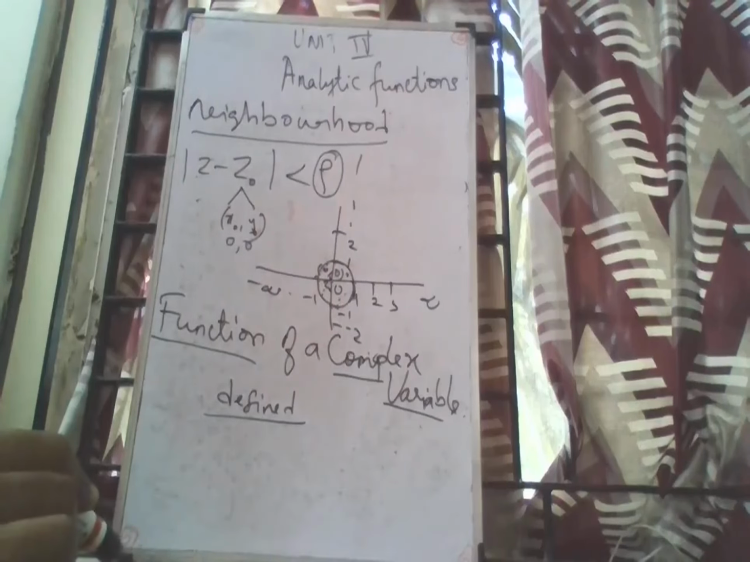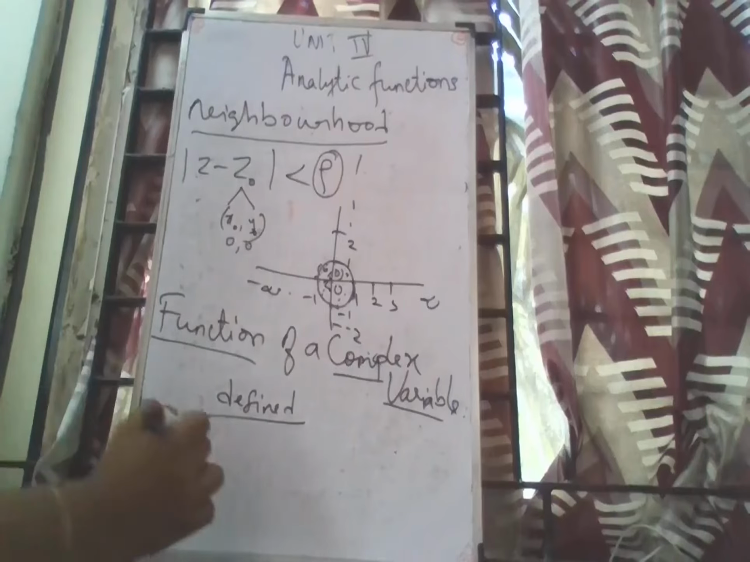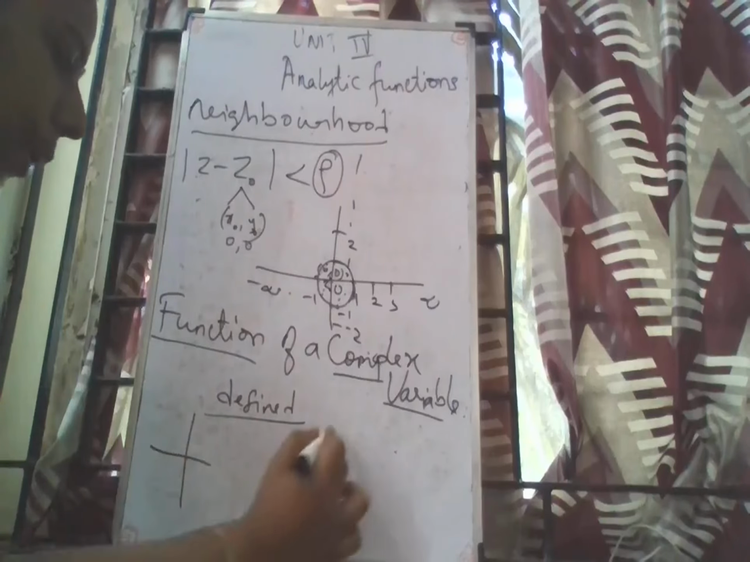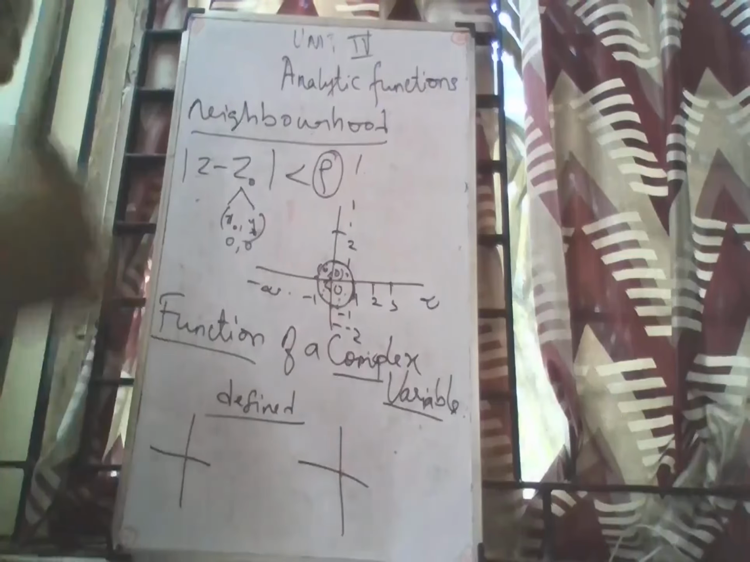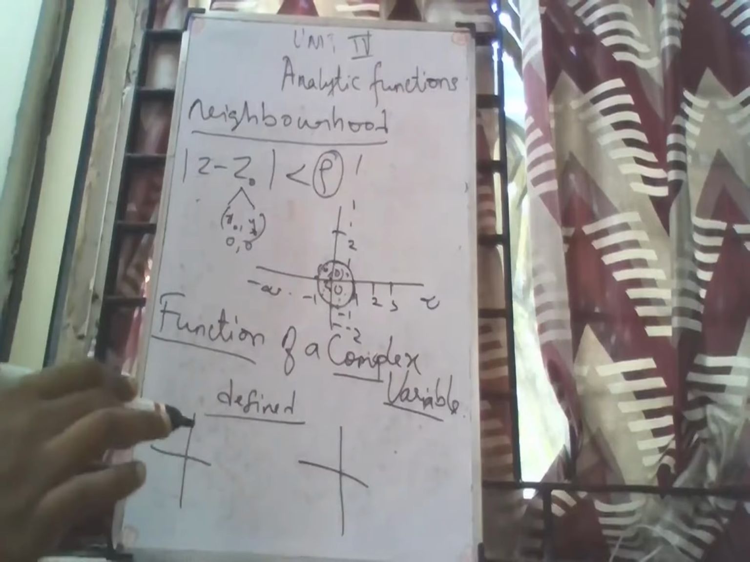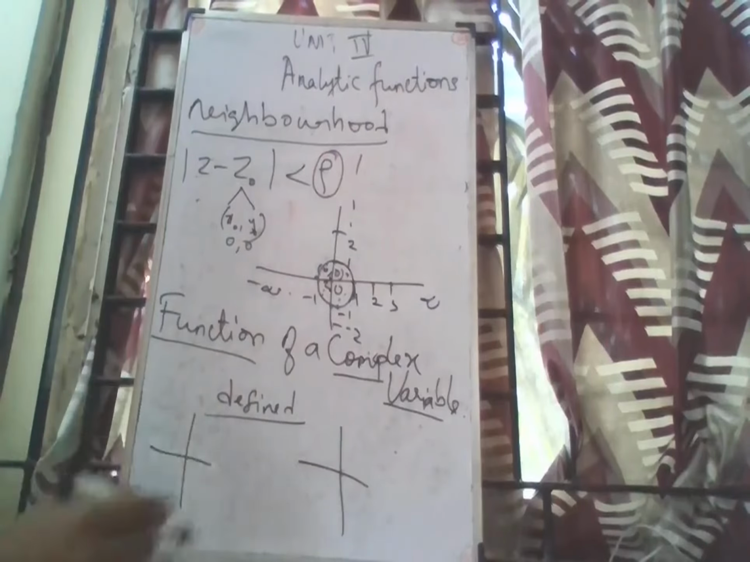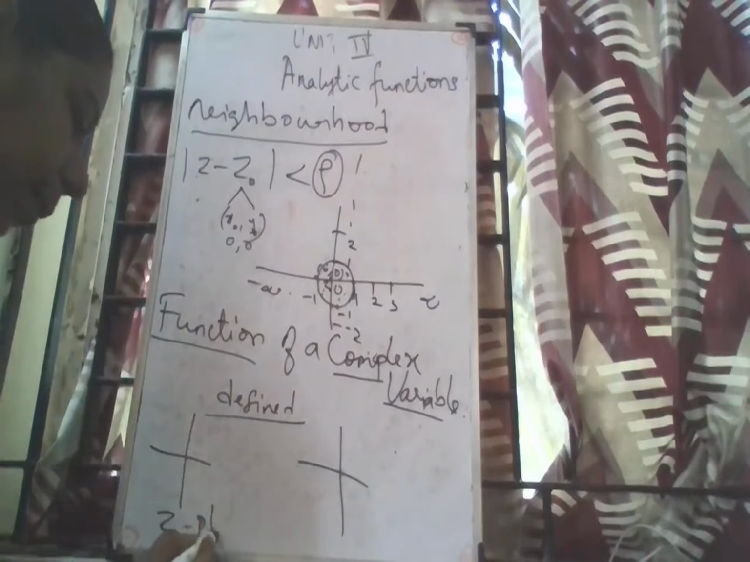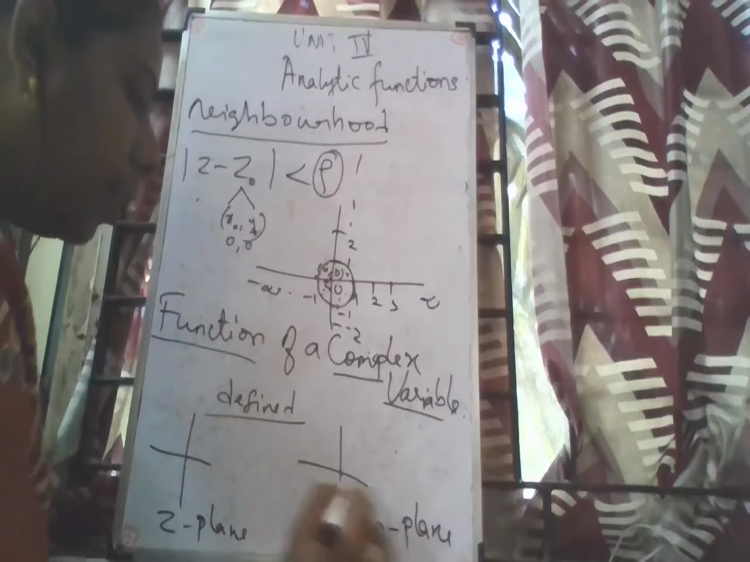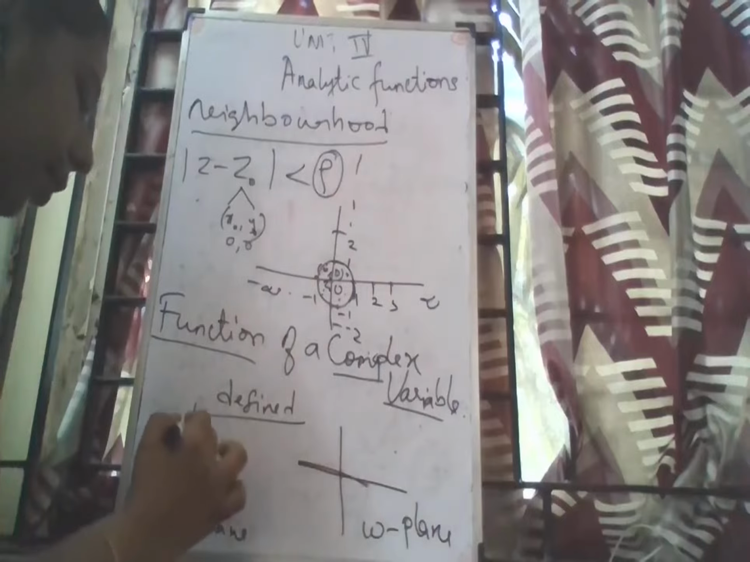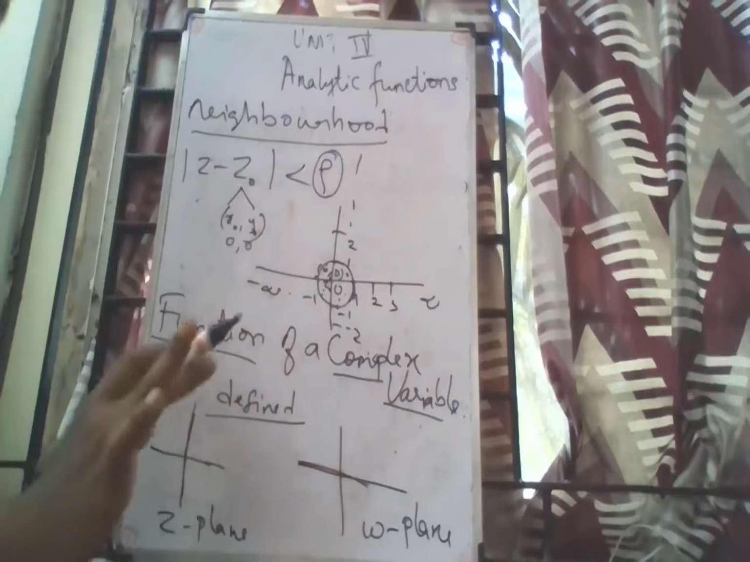So I'll teach the function of a complex variable here. z equal to x plus iy. I'll consider two planes here. Now I told you what we mean by complex plane. In order to define a function, we must take two complex planes. Shall I take this as the z plane and this as the w plane? So this is the w plane and this is your z plane. Both represent complex variables only.